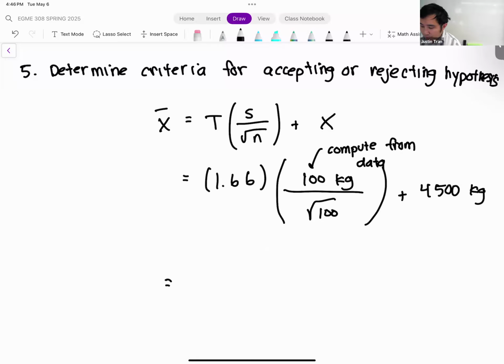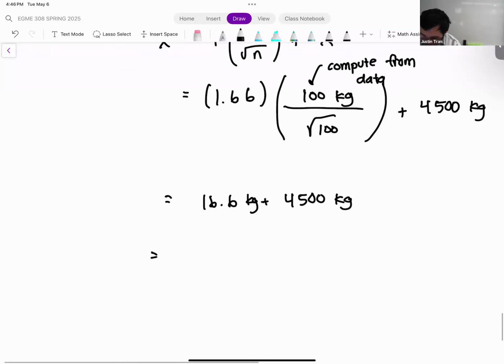Okay. And so if we put all this together, let me pull out my calculator really quick. So let's see, 166 divided by the square root of 100. And so that is going to be 16.6 plus 4,500 kgs. And so that gives us a threshold of 4,516.6 kg.